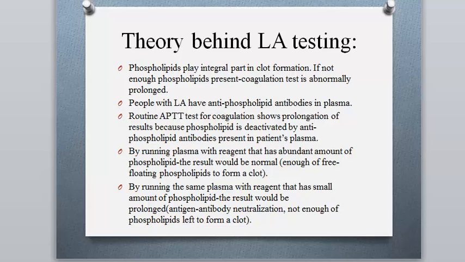So what we can do is run the plasma with a reagent that has an abundant amount of phospholipids, and the result would be normal. The reason it would be normal is that there will still be enough free-floating phospholipids to form a proper clot. And if we run the same patient plasma with a reagent that has a very small amount of phospholipids, the result will be drastically prolonged, because antigen-antibody neutralization will happen and there won't be enough phospholipid left to form a proper clot.